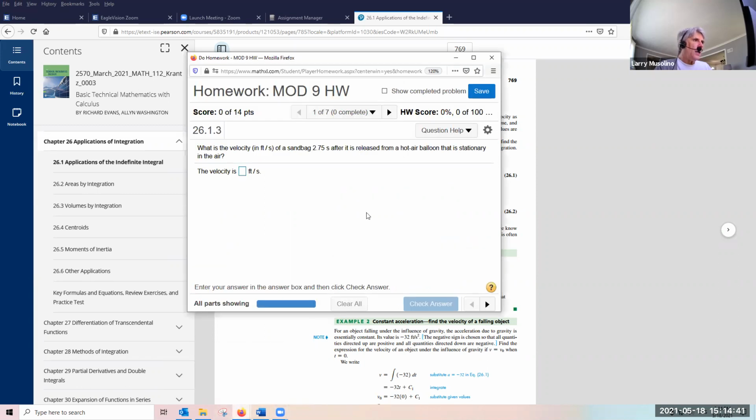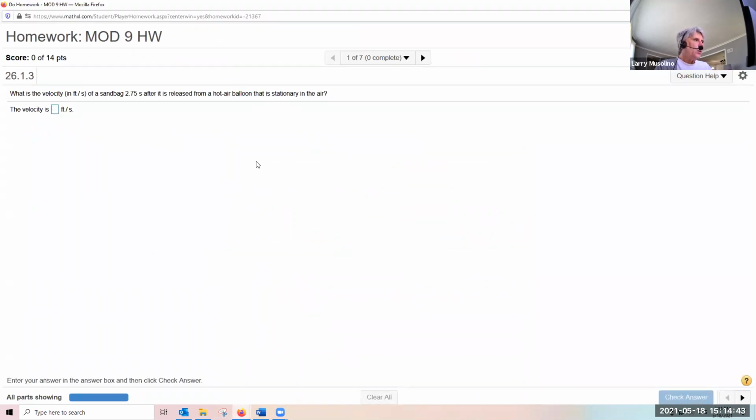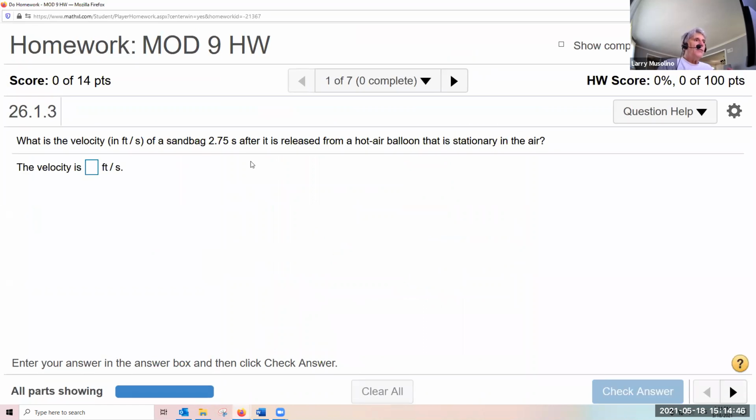Let me see here. Yeah, let's go to number 1. It says here, what's the velocity of a sandbag 2.5 seconds after it's released from a hot air balloon? So you can imagine here's the hot air balloon, right? That's flying, and it releases a sandbag. And of course, the sandbag is going to accelerate due to gravity at negative 32 feet per second squared. It wants to know after 2.5 seconds, let's say that happens right here. At this point, it's 2.5 seconds later. What is the velocity at that point?